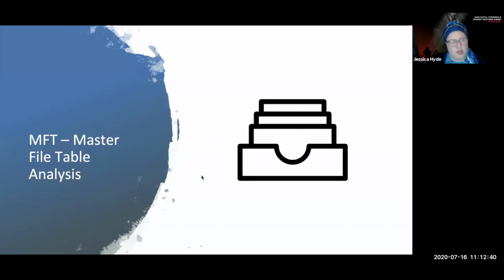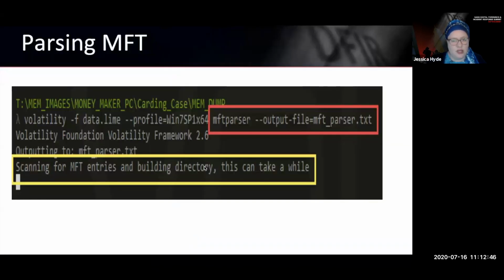All right, so we've looked at registry really quickly. What about the MFT? This is something people don't think about. The MFT is available in memory, and there's so much great data in the MFT. So Volatility has a really simple command for the MFT parser.